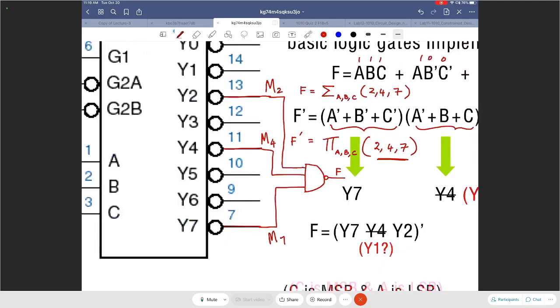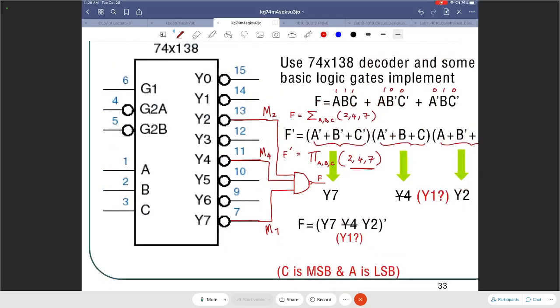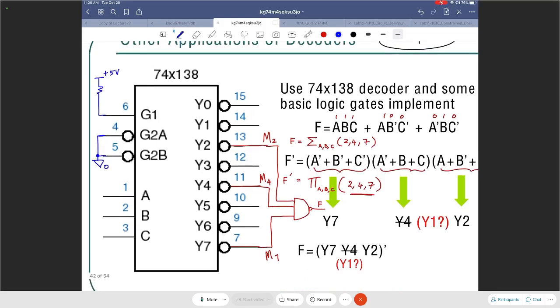I still need to figure out where the inputs will go. And what about the enables? Well, the enables are easy to figure out because this has to be enabled, this has to be enabled, this has to be enabled, right? So you would connect this guy to, let me draw them, plus 5 volts through a resistor. Then you would take these two guys and connect them to ground, right? And that will make sure that the chip itself is enabled.